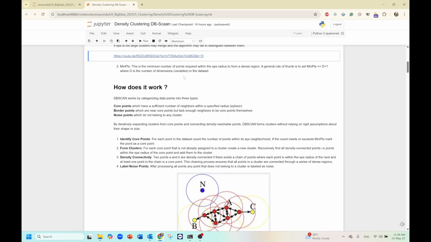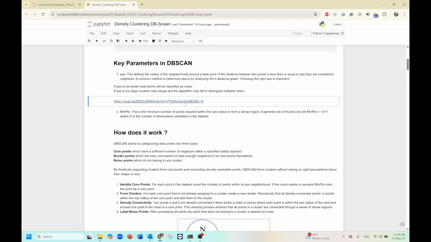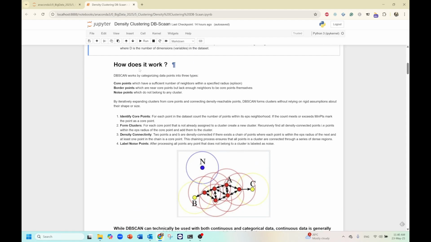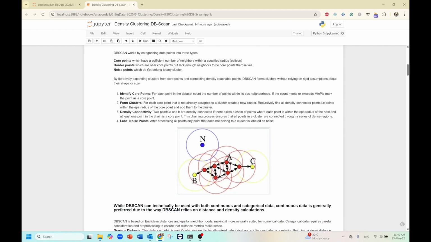However, some scholars tolerate the minimum being 3. I say, to be safe, at least let it be d plus 1, the dimensions plus 1, and see what happens. I mean, you have to get into a trial. All right, how does it work? So how does that work?